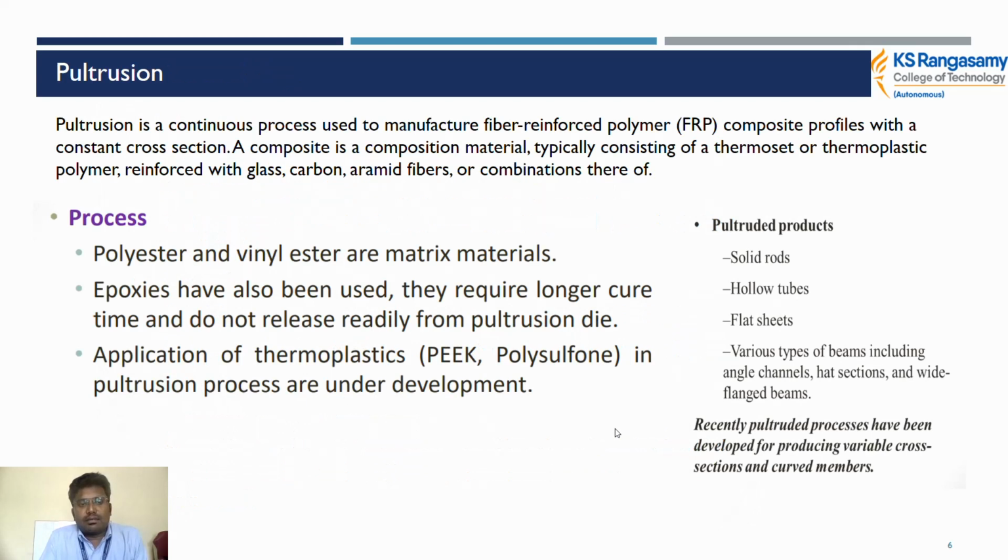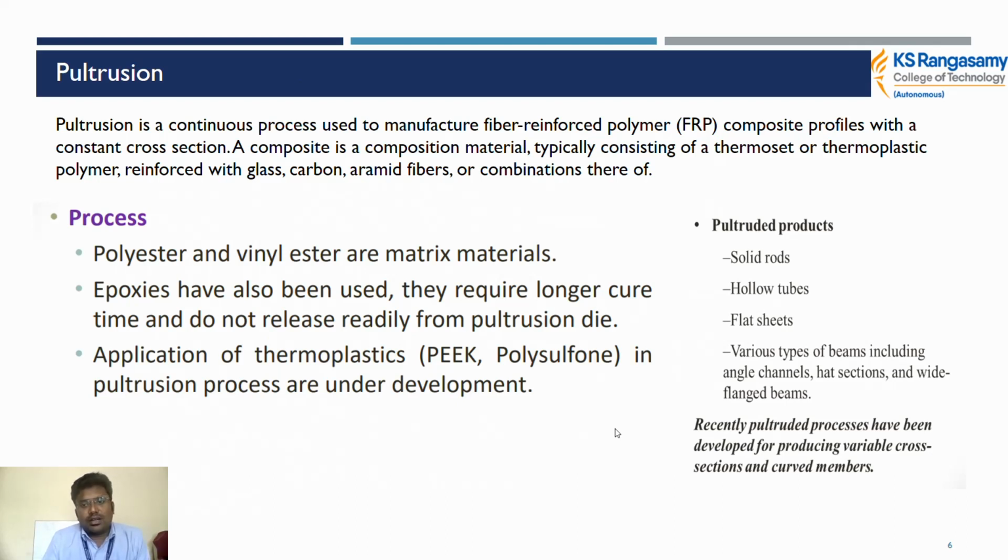The next manufacturing method of composite material is the pultrusion process. Pultrusion is a continuous process used to manufacture fiber reinforced polymer FRP composite profiles with a constant cross section. A composite is typically consisting of thermoset or thermoplastic polymers reinforced with glass, carbon, aramid fiber or a combination of them. This is the major advantage of pultrusion: we can produce the product continuously. That's why pultrusion is a continuous process.